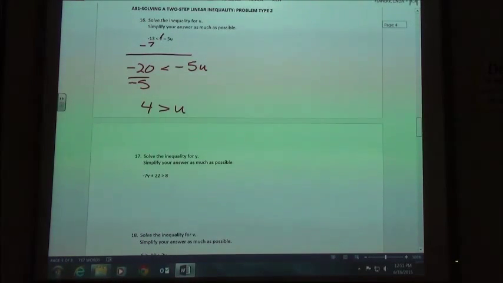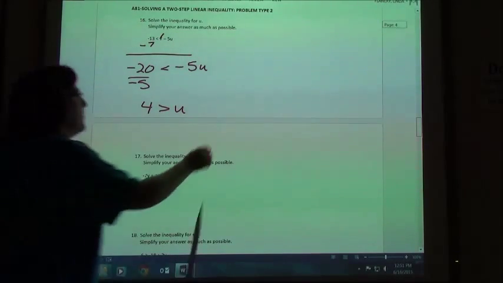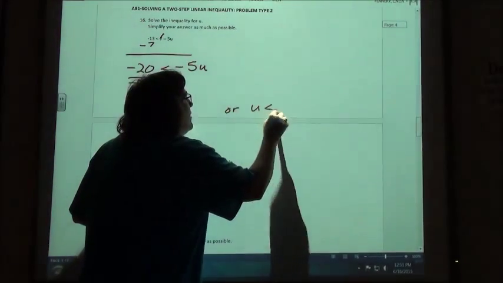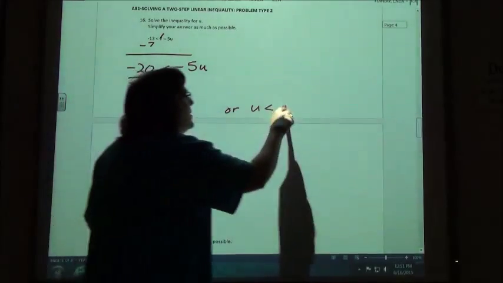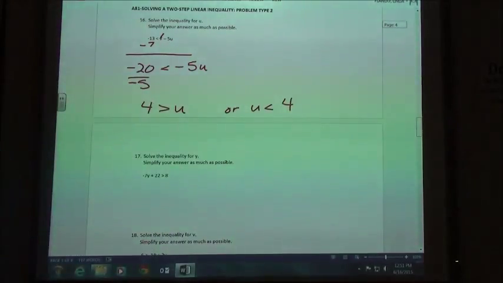Now on ALEKS, it does let you enter it as 4 is greater than u. Sometimes some books will make you switch it around because they like the u first. So if 4 is greater than u, then u is less than 4 would also be an appropriate answer.